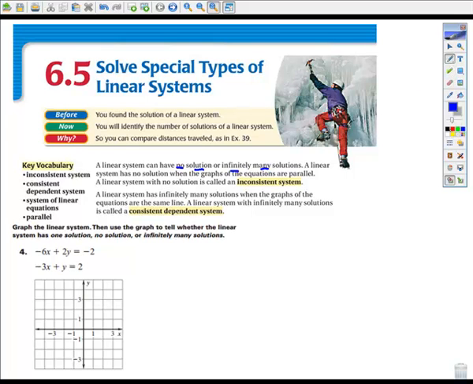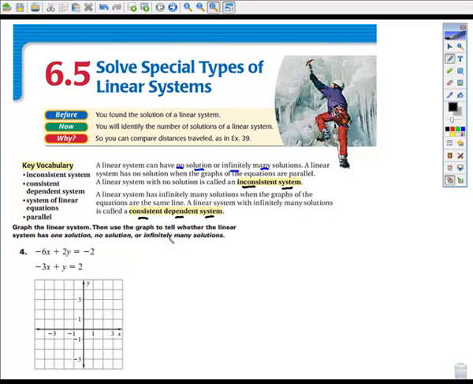In order for a linear system to have no solutions, we know that the lines can't cross. So those are parallel lines if they don't cross. And if it has no solution, it's called an inconsistent system. And it can have infinitely many solutions if the two equations actually are the exact same line. If they're the exact same line, it will have infinitely many solutions, and that's called a consistent dependent system. So inconsistent, no solutions, parallel; consistent dependent system, infinitely many solutions.